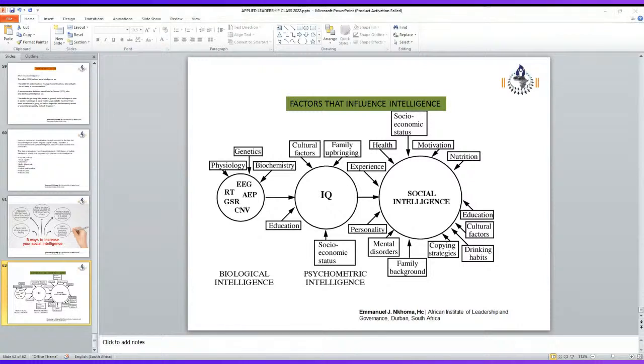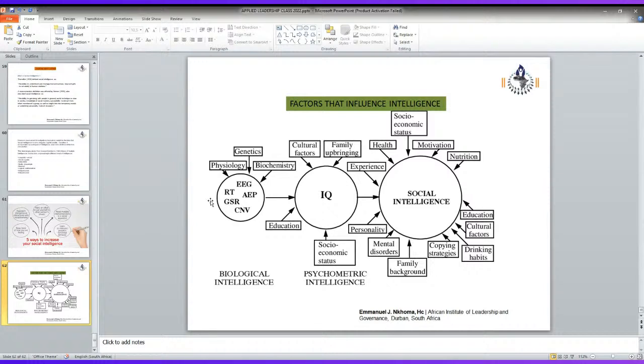Now, let's get to the last one and we'll be closing. Factors that influence social intelligence. Now, this has to do both with emotional intelligence and social intelligence. We look at the factors that influence both social intelligence and emotional intelligence. Number 1, biological intelligence. Biological intelligence is what we cycle here in the first cycle. I hope you are seeing this.